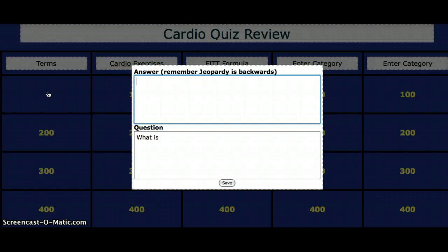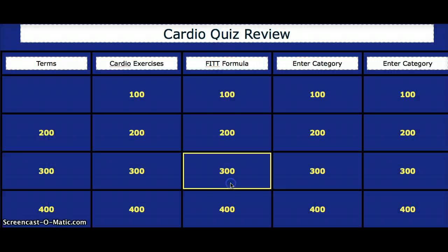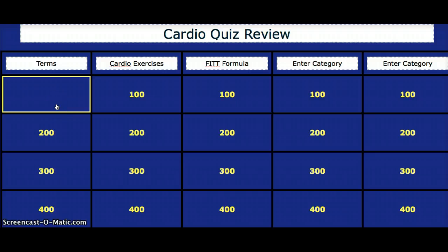And in Jeopardy, you'll remember that you always form your question in the form of the answer, so you give your answer first. So I'm going to go ahead and start with something very basic. Let's just say the heart. And I might say, what is the main organ of the cardiovascular system? So I would set that question, go ahead and punctuate it if you'd like, and then click Save. And you know that you did that question because that will then now be blank in that area.